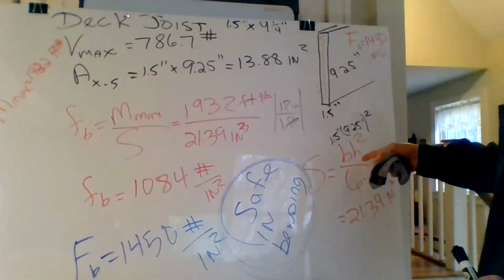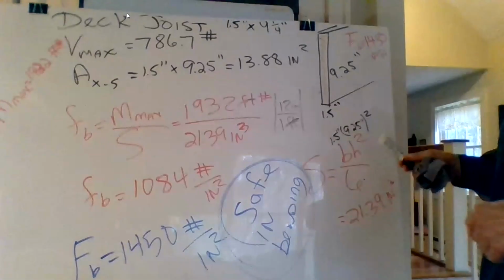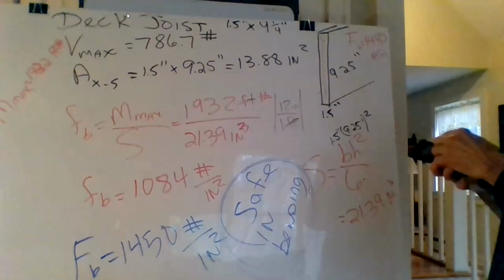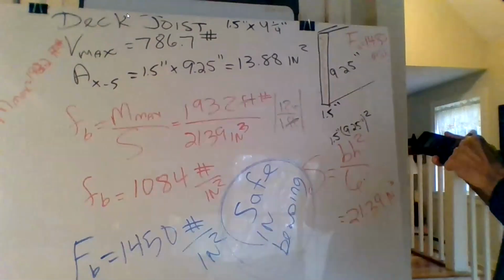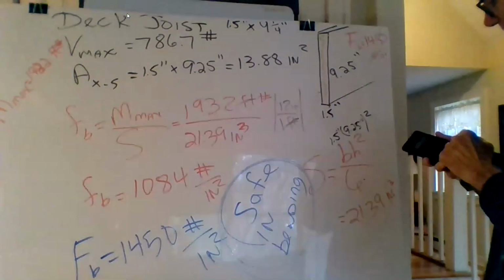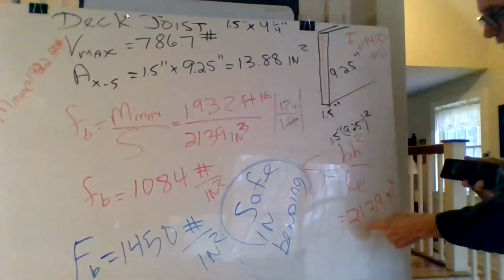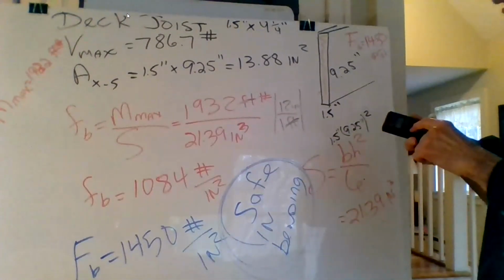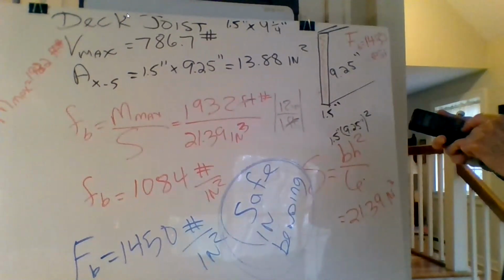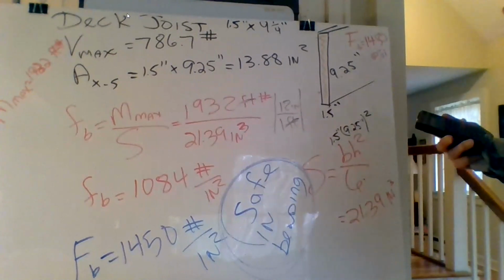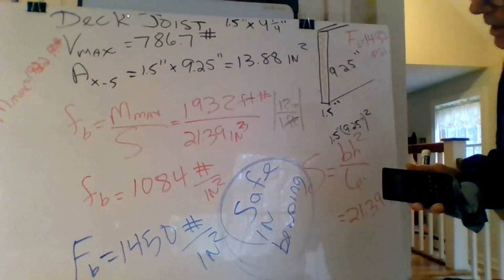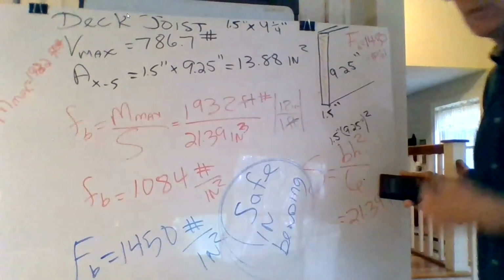So just for the heck of it, what if I had a 2x4? That would be 1.5 times 3.5 squared divided by 6. I'm not even going to write it down. That's only got a section modulus of 3.06, so it would have had a bending stress of over 7,500 psi. But it's only allowed 1450.